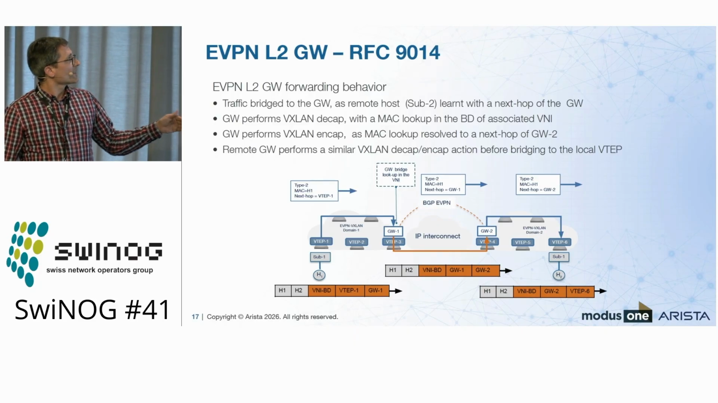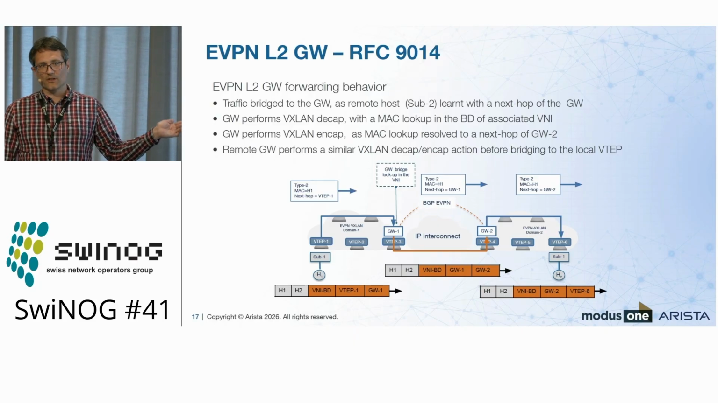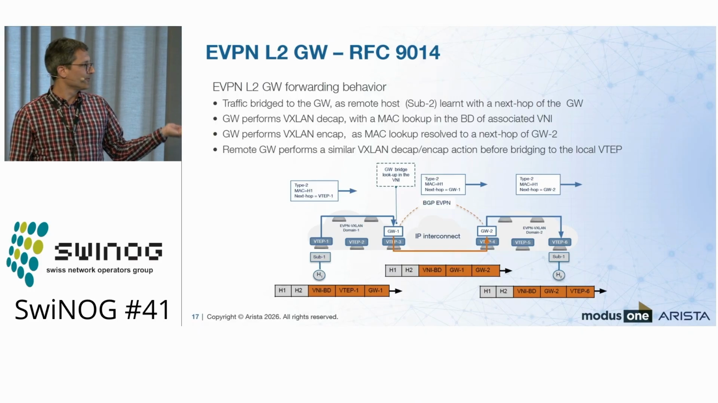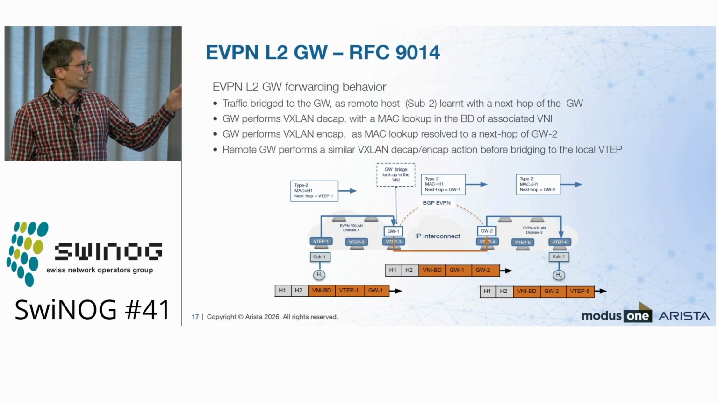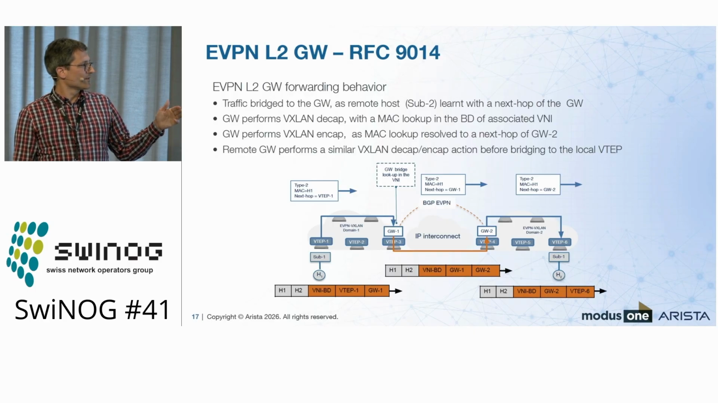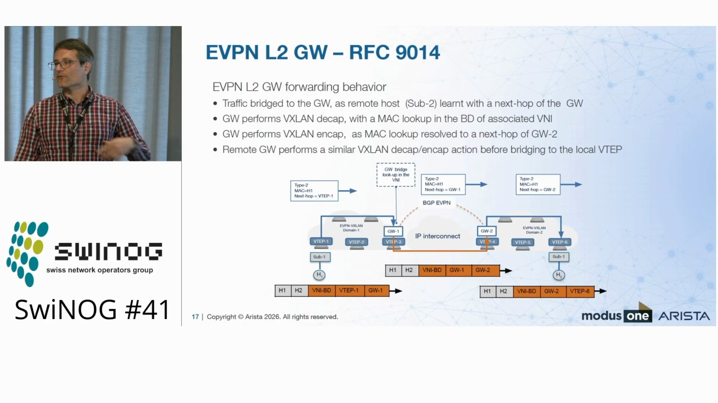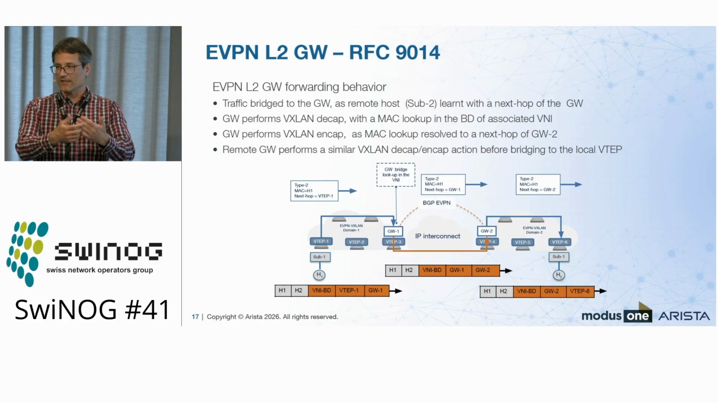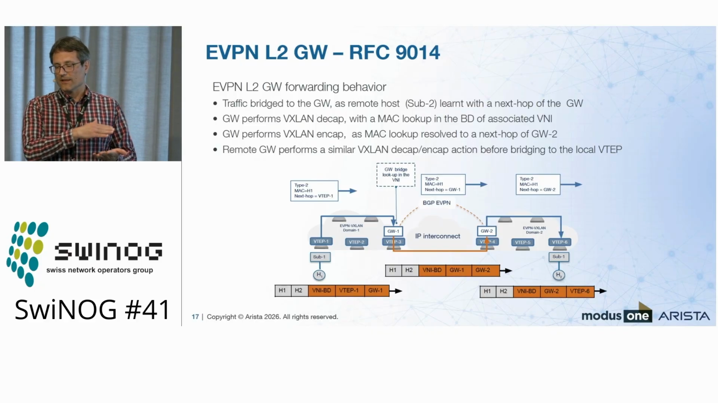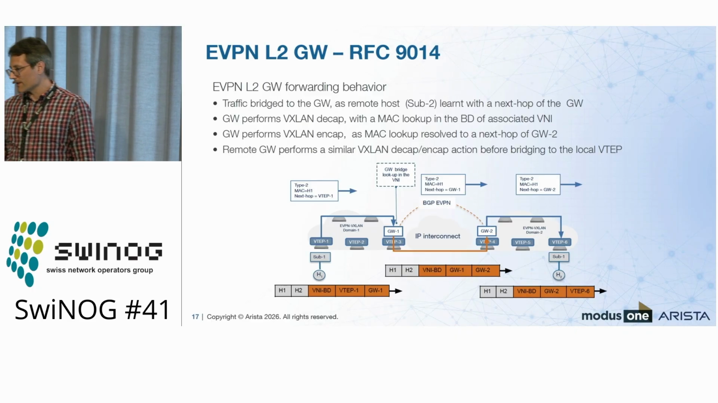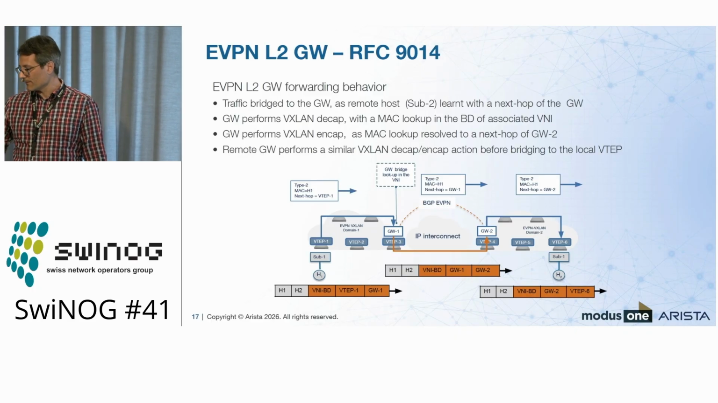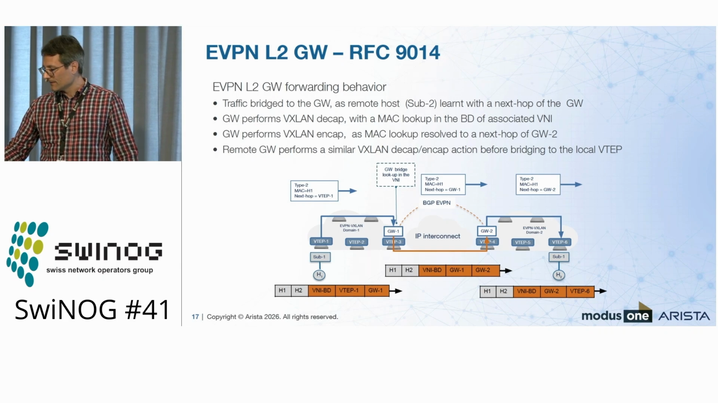On the forwarding plane, it's very similar to what we looked at before for layer 3. It's the gateway which forwards the frame but re-encapsulates with itself as the source and the other gateway as the destination. So very similar in principle to the layer 3 use case.